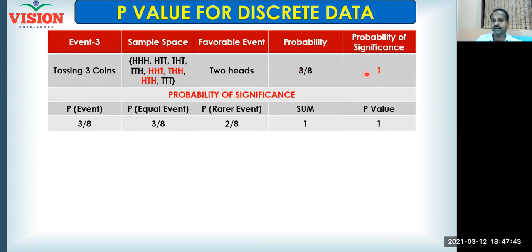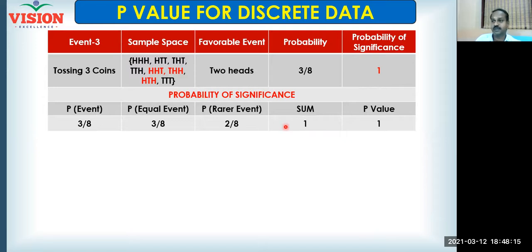And the probability of significance is again 1, almost 1. So what is the probability of the event? 3 by 8. Probability of the equal event, when you have two heads, same way, do you have an equal event? Two tails? Yes, there is an equal event. Two tails, 1, 2, 3, again three events, so 3 by 8. And the rarer event, getting three heads or getting three tails. These are definitely a rarer event. So this rarer event is 2 by 8. And so when I sum up all the three, again it becomes 1. So my p-value is actually 1.